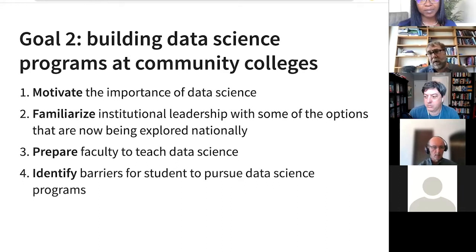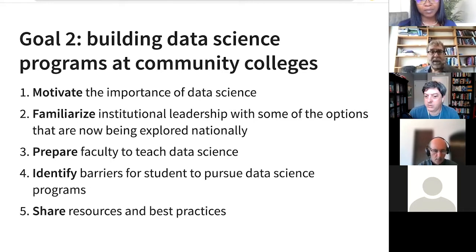So what we want to focus on, though, is the student experience. What are the barriers for students to be able to pursue data science programs? They need to hear about this early. They need to be able to understand what their options are, and they need to have multiple flexible pathways to be successful with it. Our goal is to share resources and best practices.